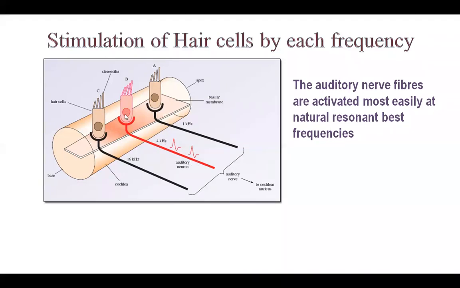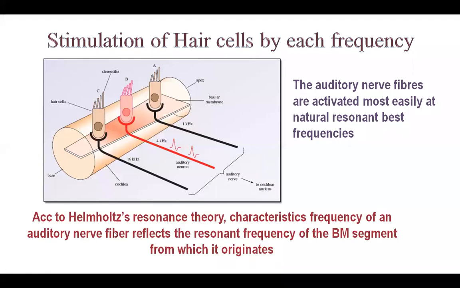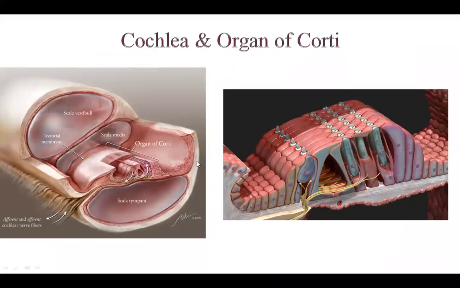So this 4 kilohertz will cause this section of basilar membrane to oscillate, not the areas which are present nearby it. According to Helmholtz resonance theory, the characteristic frequency of an auditory nerve fiber reflects the resonant frequency of the basilar membrane segment from which it originates. It means the 4 kilohertz sound will cause vibration at this segment, which will cause stimulation of this hair cell, and only this nerve fiber would carry the signals.